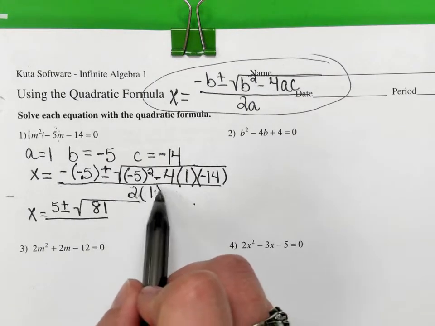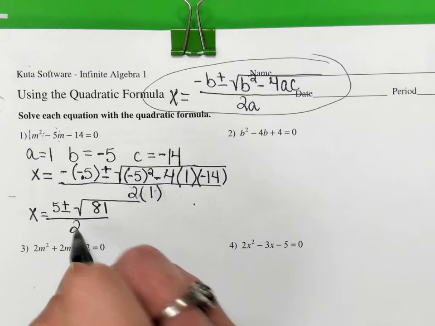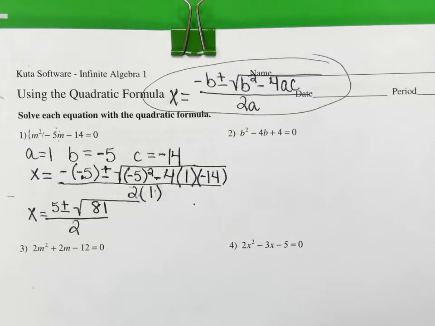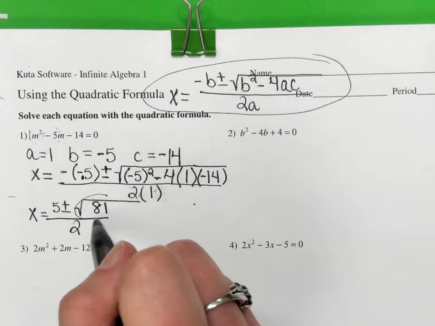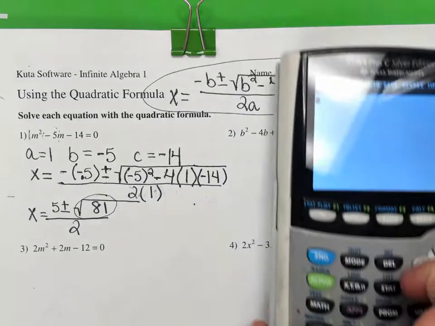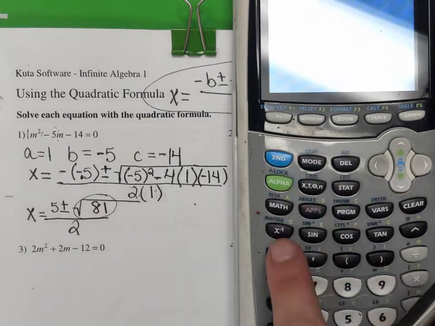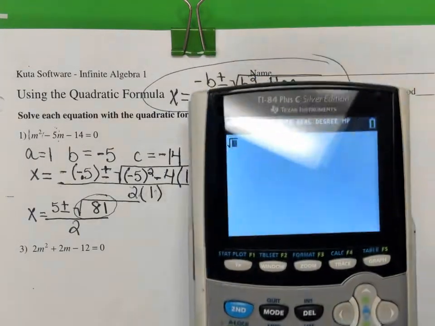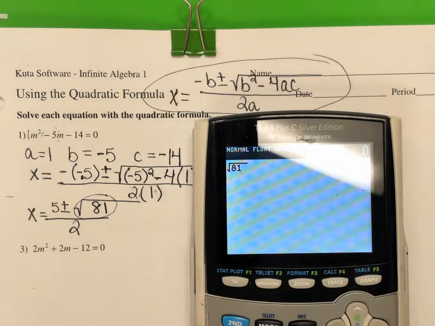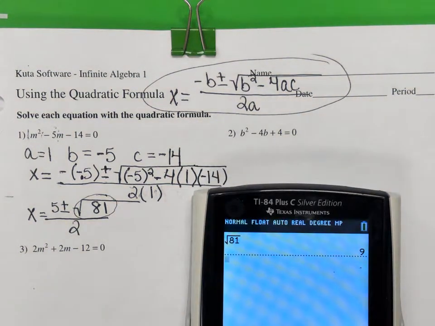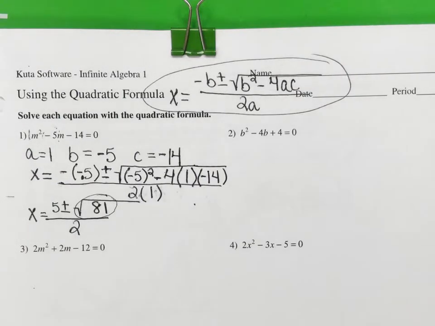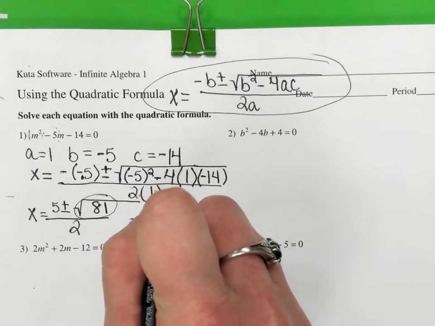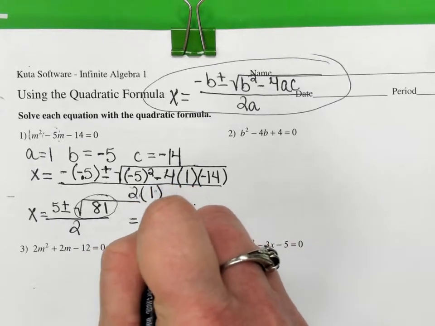All right, what's on the bottom? What's 2 times 1? 2. Yep. Okay, right here. Square root of 81. You ready for your calculators? We've done this before. Square root 81. Ethan, you plugging it in, baby? What's the square root of 81? 9. All right, so what do we have? We have 5 plus and minus 9 over 2.